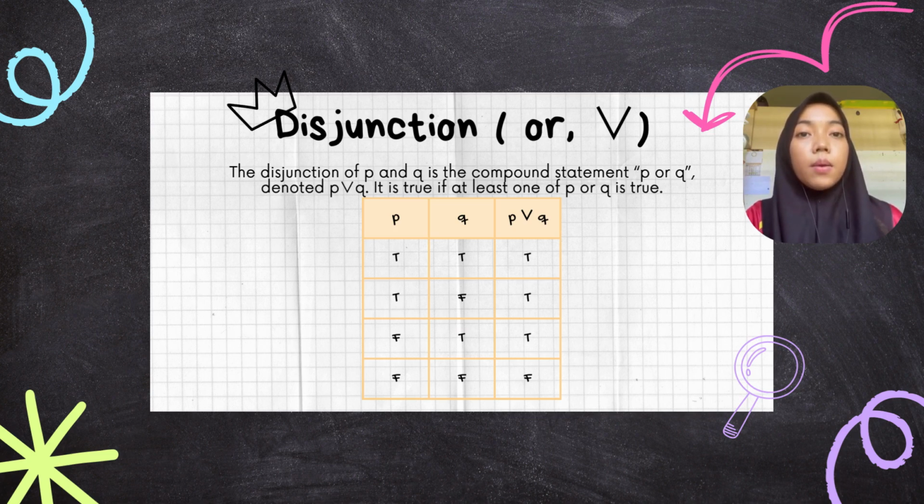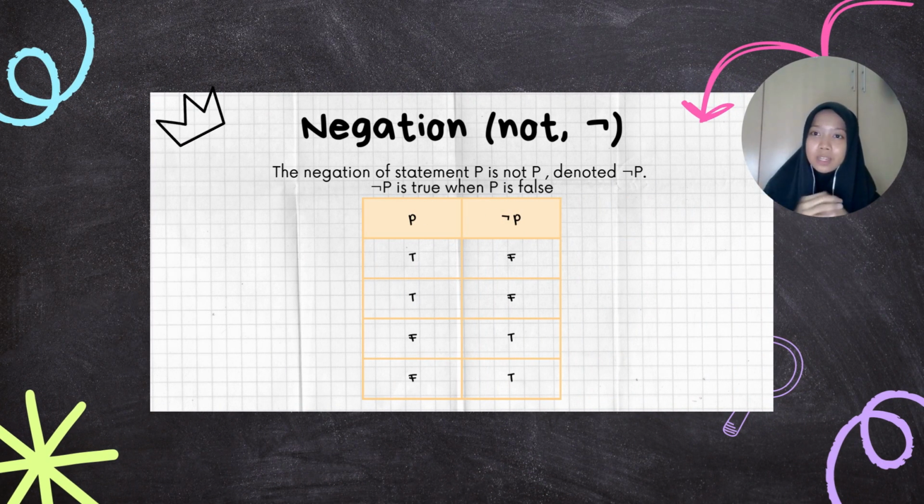On the third row, P is false, Q is true. Here, Q is true. Therefore, P or Q is true. On the fourth row, P is false, Q is false. In this case, both statements are false, so P or Q is false. Conclusion: disjunction or the OR operation is true whenever at least one statement is true, and false only when both statements are false. Next, I will explain about negation.